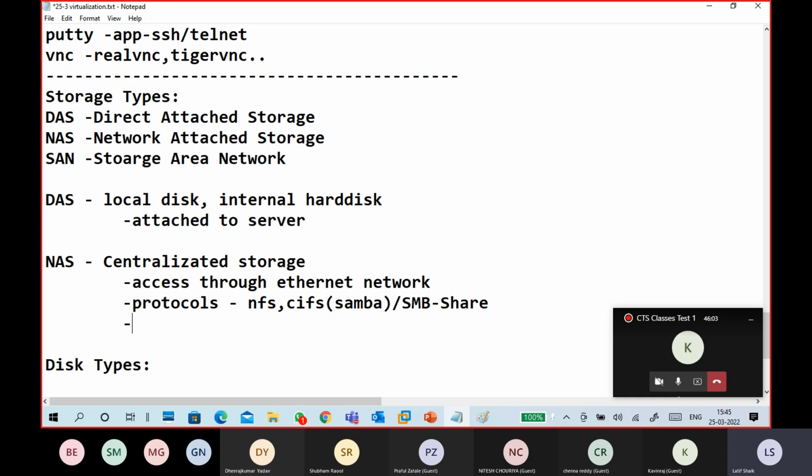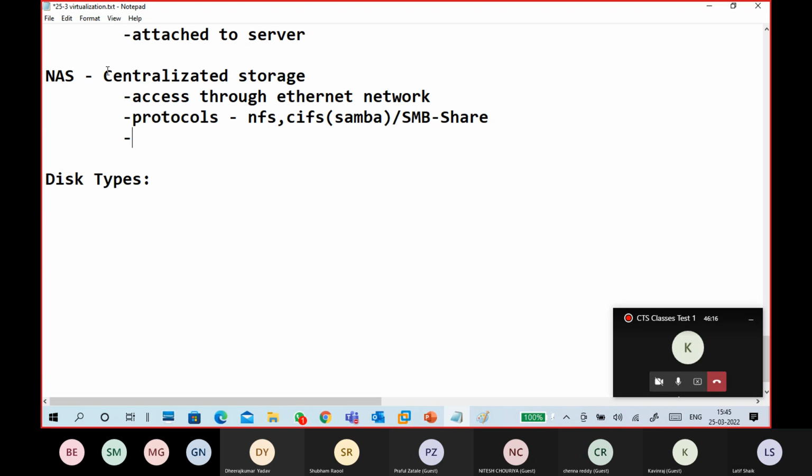It is not an enterprise solution, but anyone can easily access it, which means less cost. The centralized storage is on the network. It's very simple. It is a file level storage.